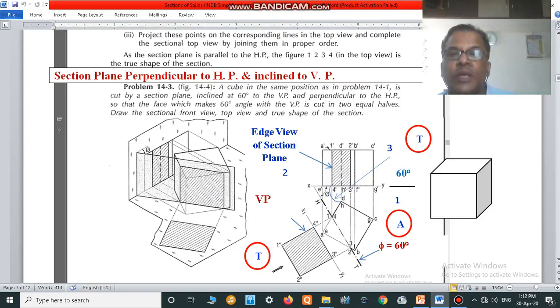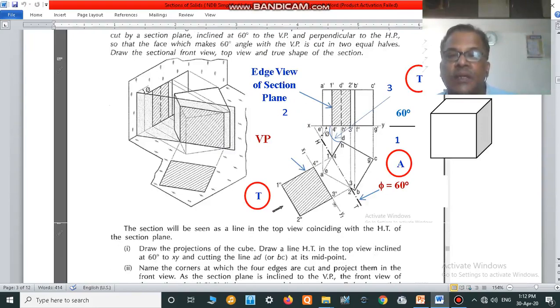Now this 1, 4 is 1 dash and 4 dash here, and this 2, 3 is 2 dash and 3 dash. It is cutting at the 4 points, 2 points at the top and 2 points at the bottom. So at the top points 1 dash, 2 dash, at the bottom 3 dash, 4 dash. So 1, 2, 3 and 4. Since this edge view is not parallel to the reference line, it is not the true shape. It is the apparent shape here. How to find the true shape? Draw this line x1, y1.